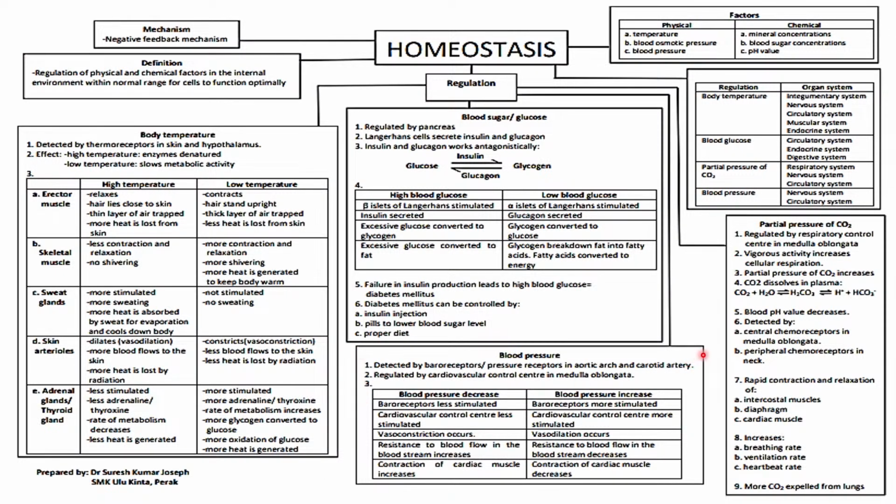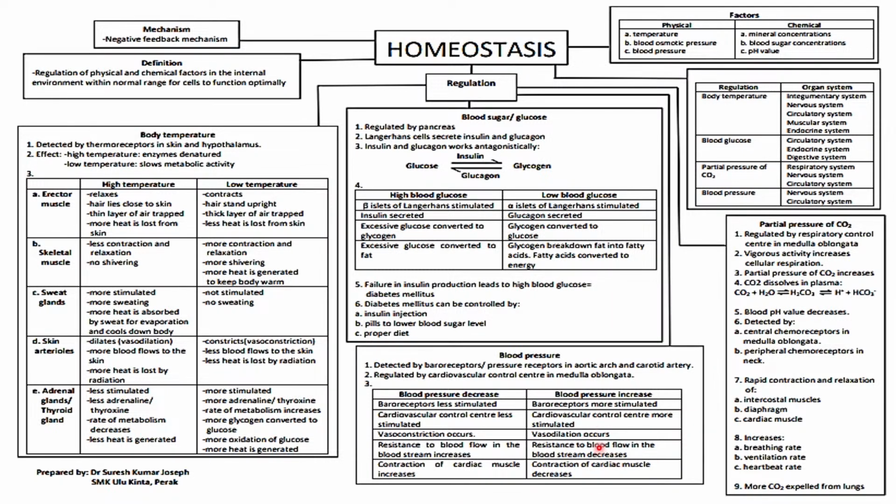Now what happens when the blood pressure increases? Obviously the opposite is going to happen. So baroreceptors will be more stimulated. Okay, the cardiovascular control center will be more stimulated, right? Vasodilation occurs. Okay, resistance to blood flow in the blood system decreases. That means more blood will be flowing. Therefore, contraction of cardiac muscle will also decrease. There's no stress there. There's no tension there because it's like back to normal. Slowly it comes back to normal.